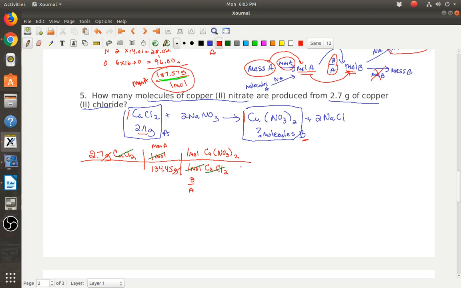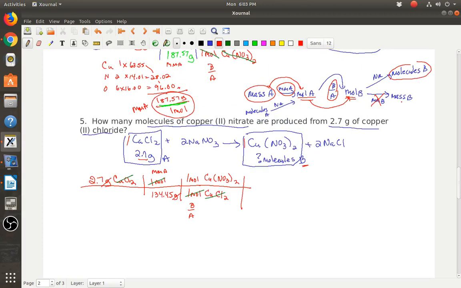So what's the question? Where do I go now? I have to get not to molar mass, not to the mass of B, but the molecules of B. So I need Avogadro's number. Okay, that's 6.022 times 10 to the 23rd molecules is 1 mole. So I have to use the correct conversion factor so the 1 mole part will cancel.